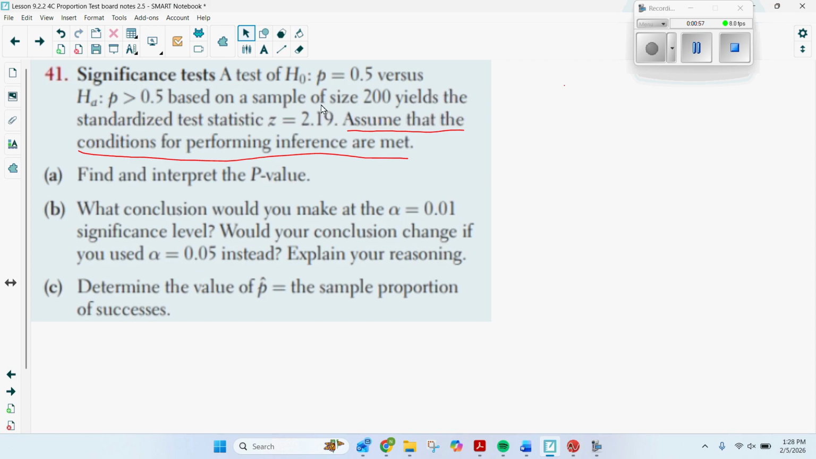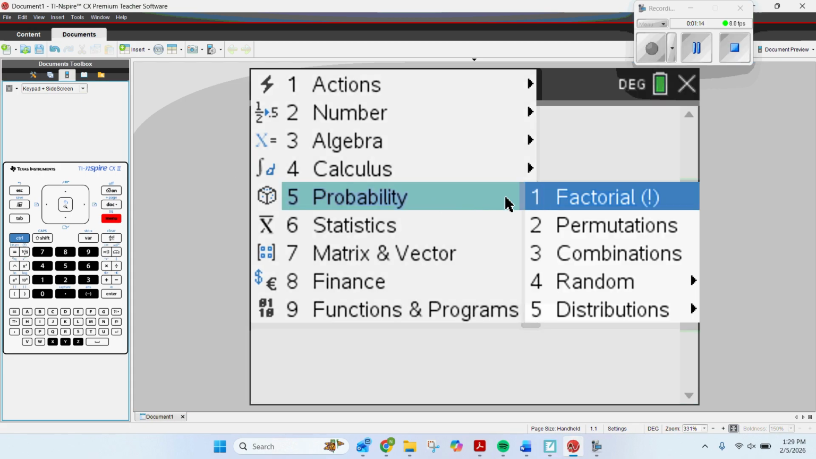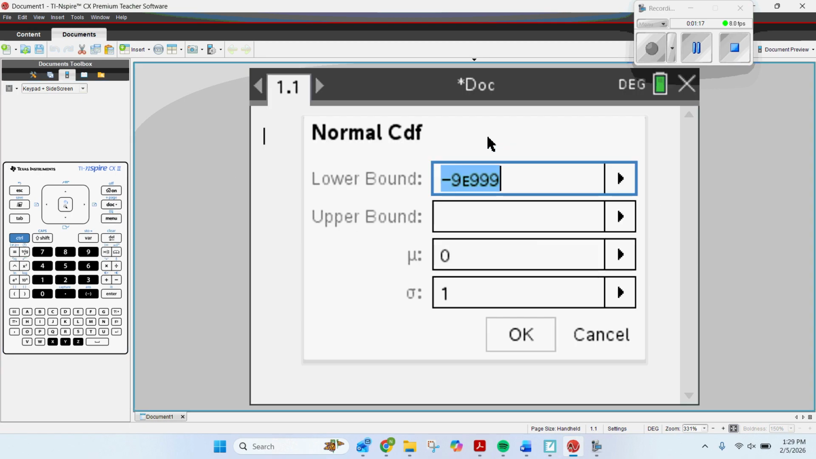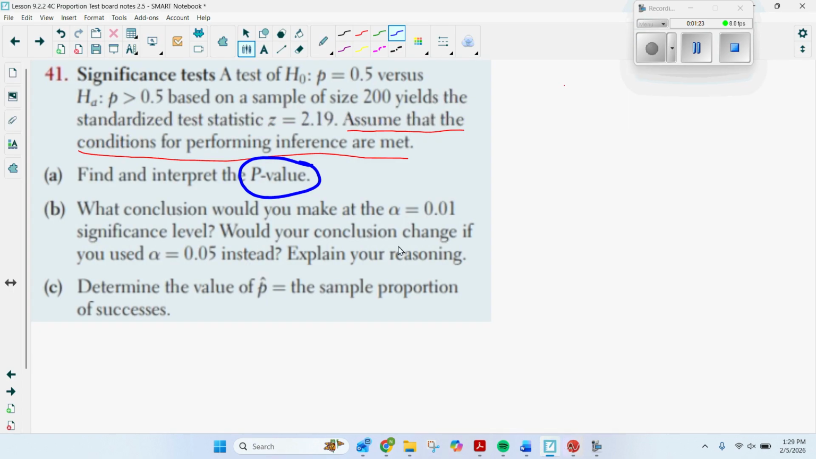Notice that even though I don't know what p hat is, I do know what the test statistic is. I know what Z is. And so please let us not forget that a p-value is basically the area under the normal curve. So I'm going to do normal CDF. Because I'm sticking with a Z-score, my mean and standard deviation are going to be 0 and 1. This Z-score is above 0, and also my alternative hypothesis is that it's greater than, so I know that this is a greater than question.